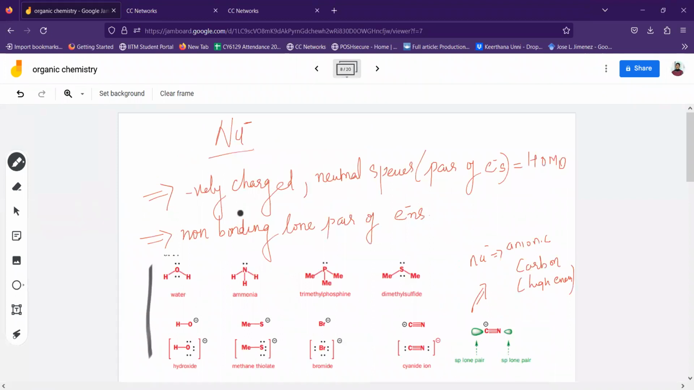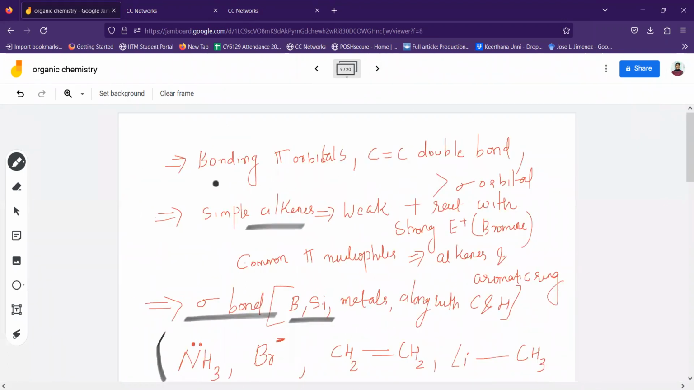See, as I told you, negatively charged species, neutral species with non-bonding lone pairs of electrons, these are the best nucleophiles. These are some examples. They can be bonding pi orbitals. They can be simple alkenes. They can be a sigma bond also, but it should be associated with boron, silicon, such kind of electropositive elements. These are the examples of some of the nucleophiles.